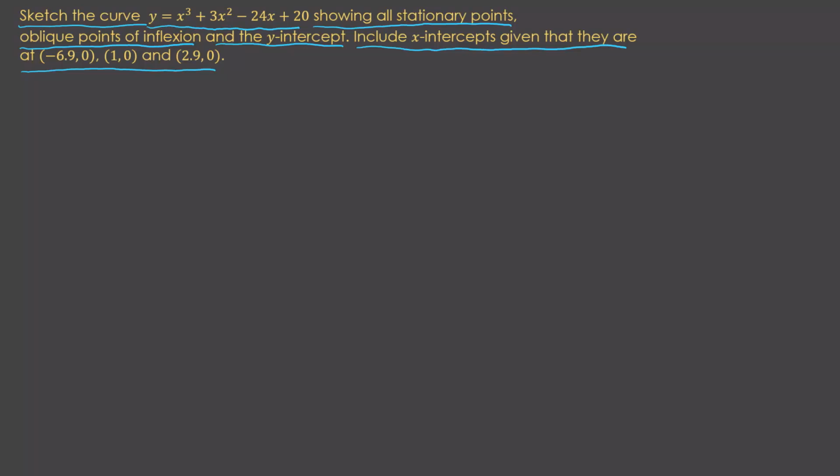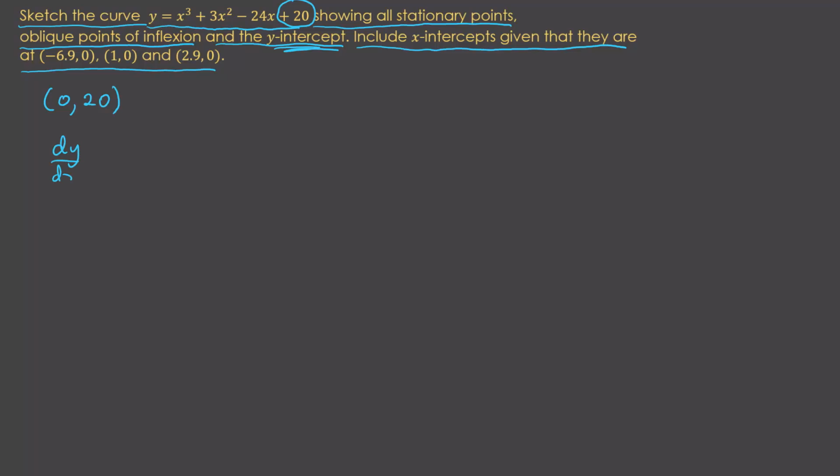Let's deal with the easiest thing first. The y-intercept is when x is 0, which means y is 20. So 0, 20 is the y-intercept.